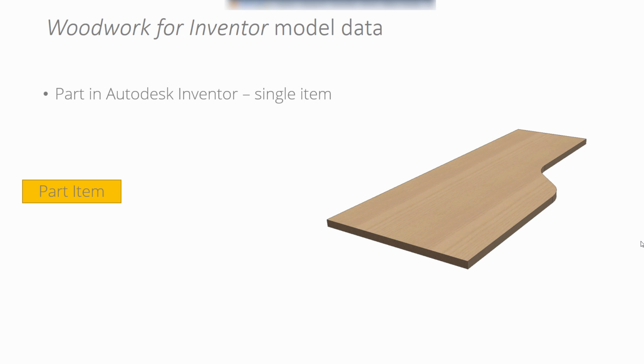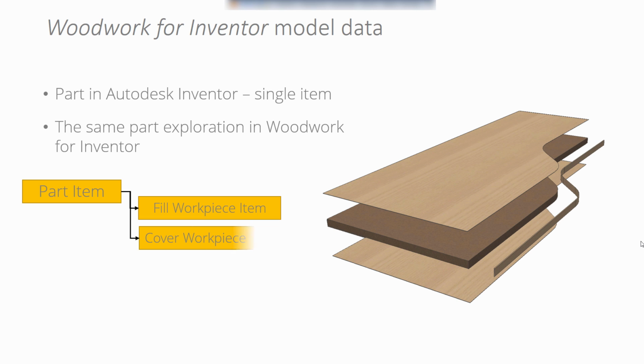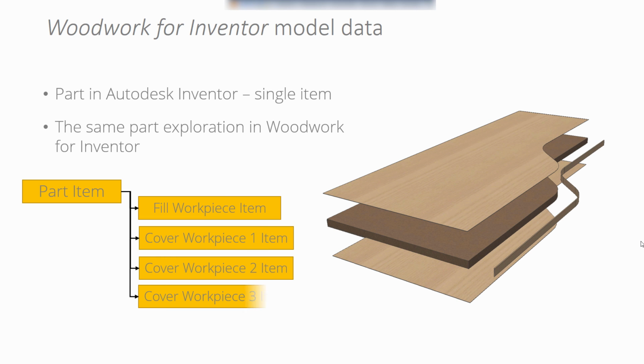What we have in Inventor is different from what we see in Woodwork for Inventor, because a part in Autodesk Inventor is like one single item, which is in fact not true in terms of how woodworkers see them, because for woodworkers it has multiple layers, like fill material or core material, cover on the top, cover on the bottom, edge bandings all around, and so on. All those small nuances are interpreted by Woodwork for Inventor.